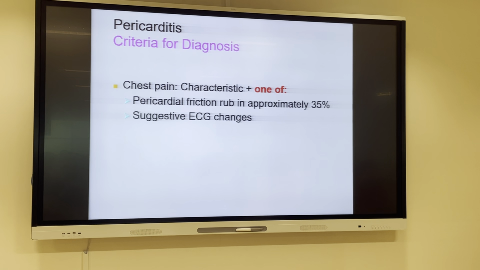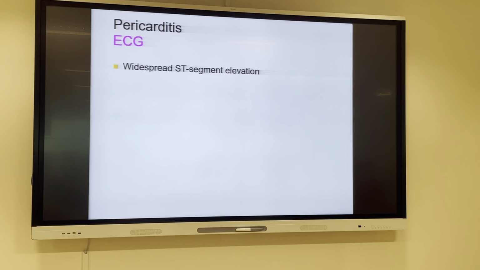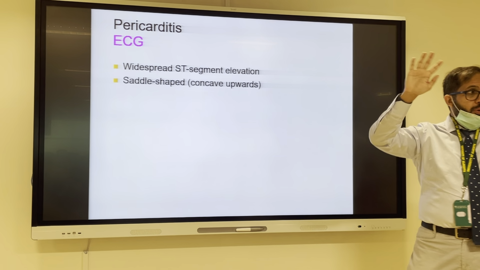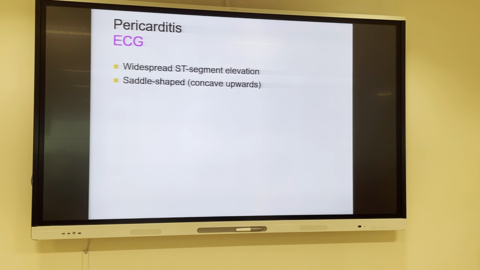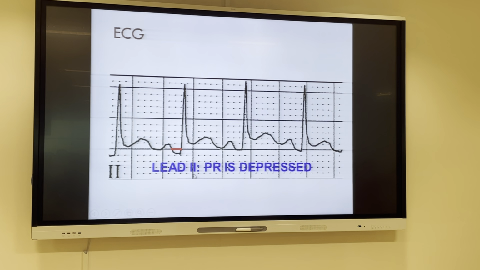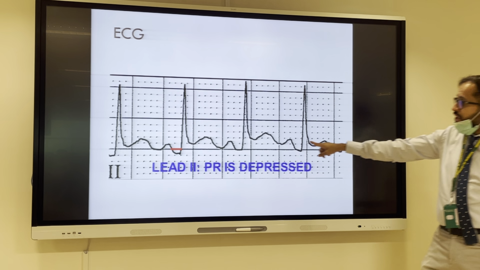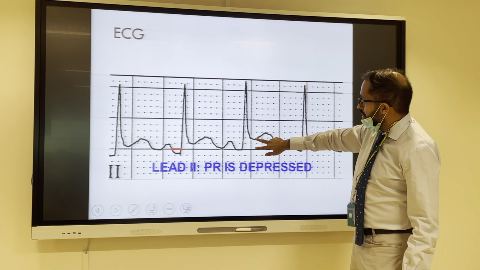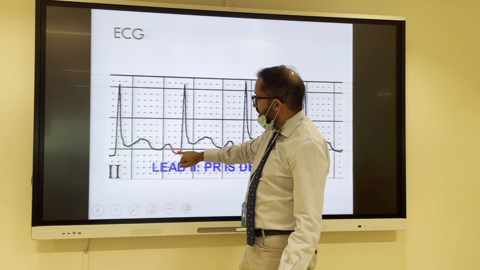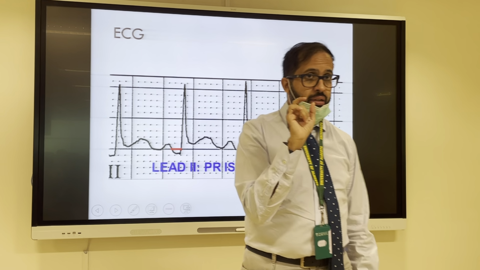The most important thing after physical exam: you have history, physical exam. History is number one. Number two is ECG. So we have ST elevation, widespread, all over the pericardium, and you will have PR depression. So ST elevations, and PR depression. This is very small stuff, very subtle.